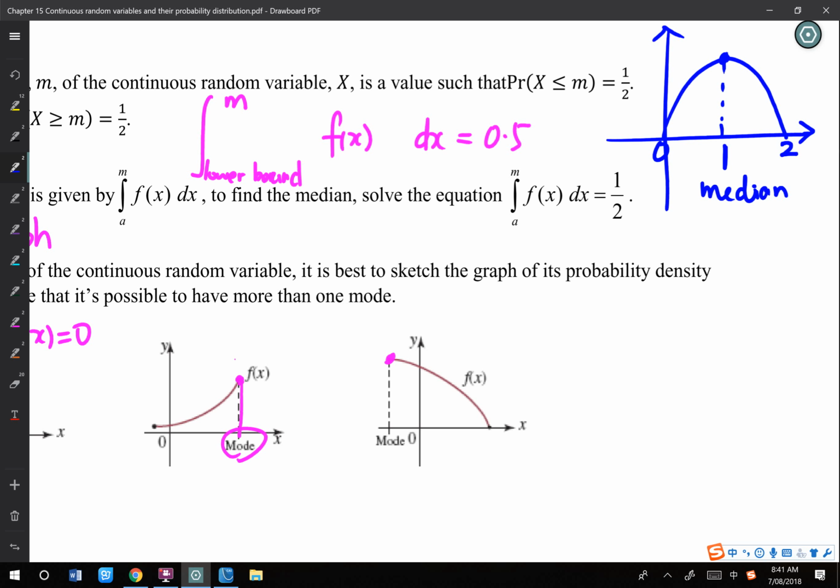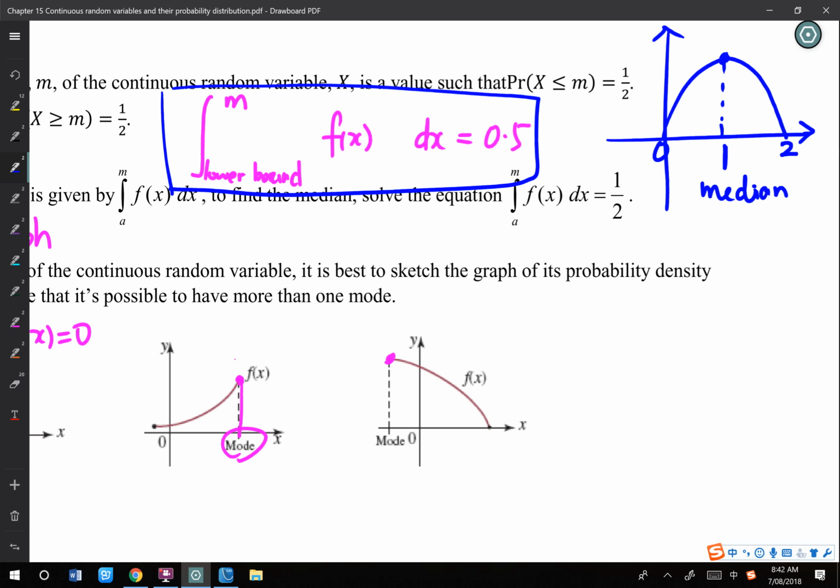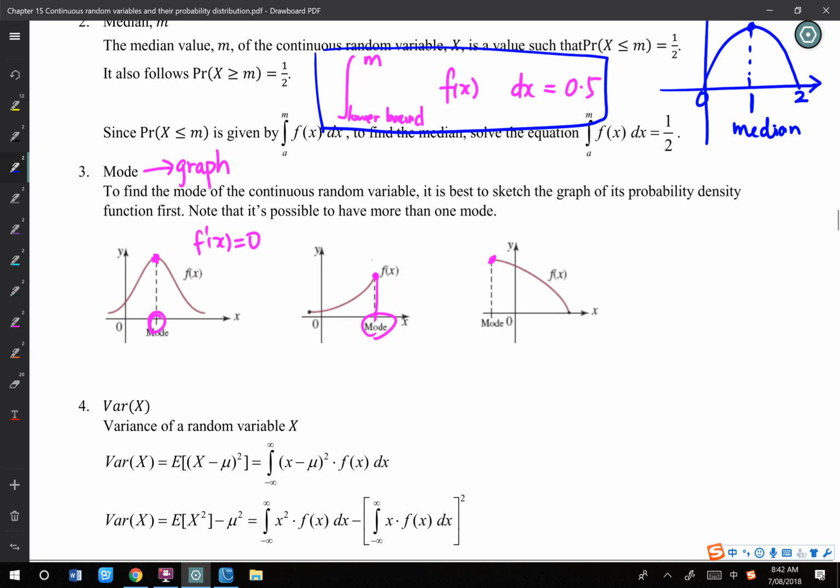So just put that into the calculator to solve for your median. Your median must be in between the lower bound and upper bound, like the given domain. Median and mode are easy.